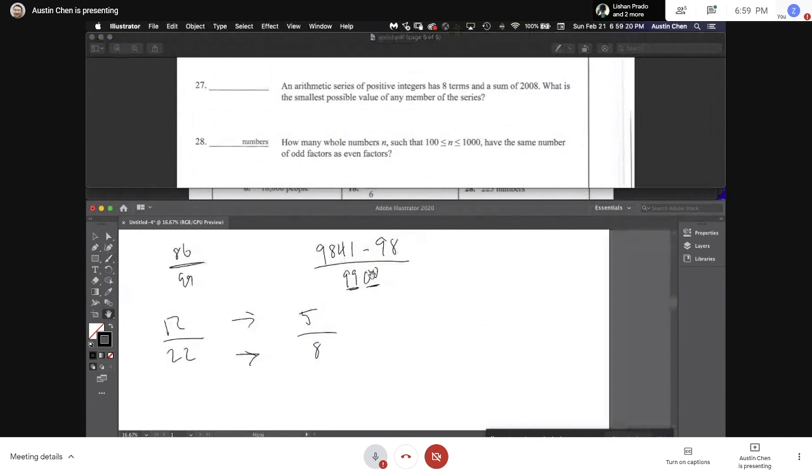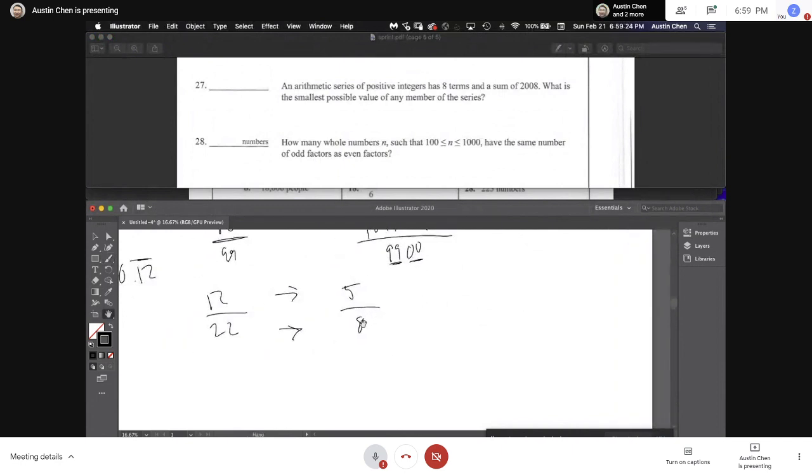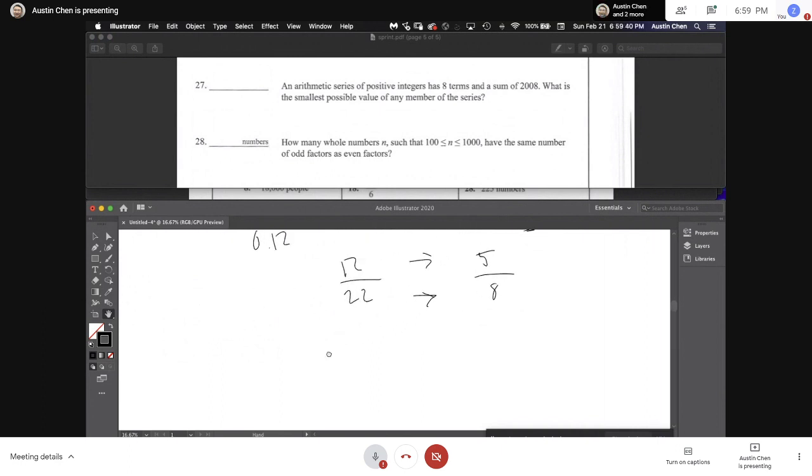An arithmetic series of positive integers has 8 terms and a sum of 2008. What is the smallest possible value of any member of the series? Okay, we have an 8-term arithmetic series that has a sum of 2008. We want it so that the smallest member of the series has the smallest possible value.